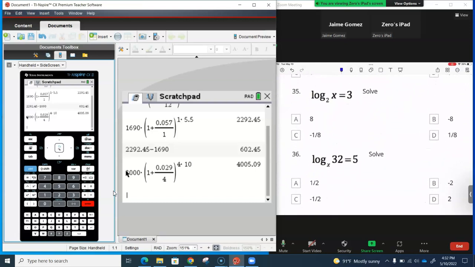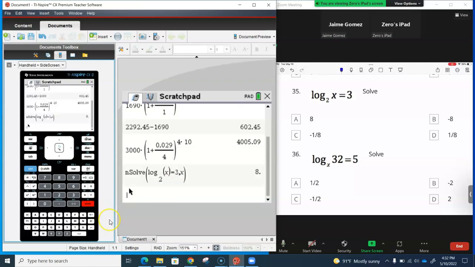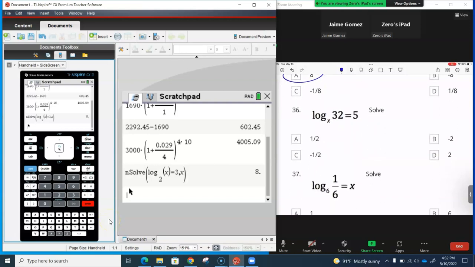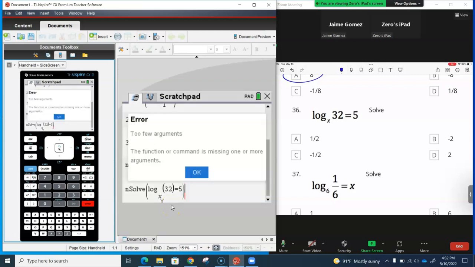Number 35. 35 I'm going to do in the calculator, right? Menu 3, 1. Log of 2 x, get out of there, and then put equals 3, and then comma x. Answer is 8. Now 36 we cannot do in the calculator, I don't think. Let me show you. Because log of x, and then you put 32, and you put equals 5. So you can't do it.